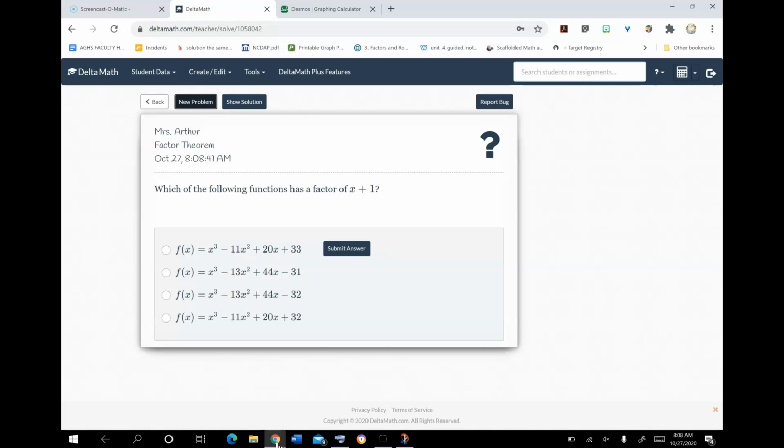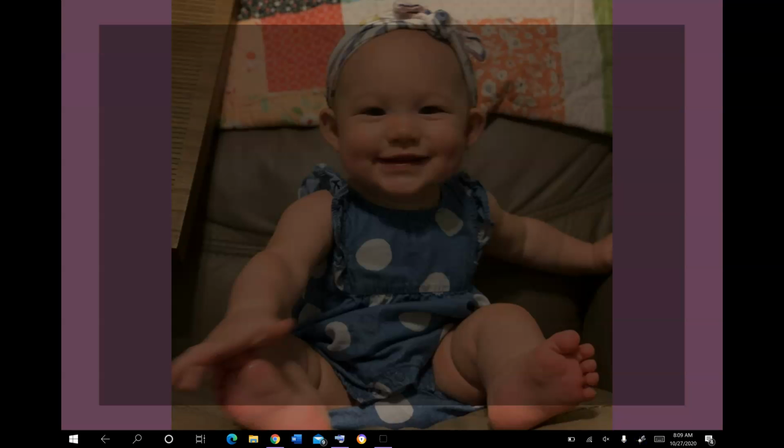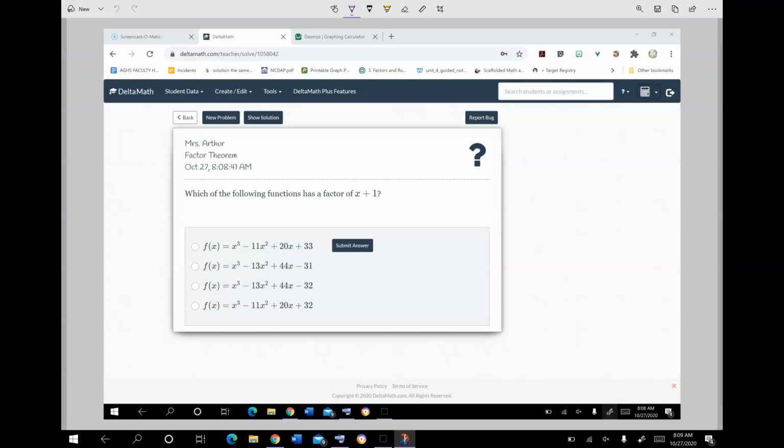Okay? All right, we'll do one more on this one. Which of the following functions has a factor of x plus 1? So I need to know which one of these equations has a factor of x plus 1. Let me screenshot it. So I'm looking to figure out which one of these crosses at x minus 1, so who crosses at x equals negative 1.